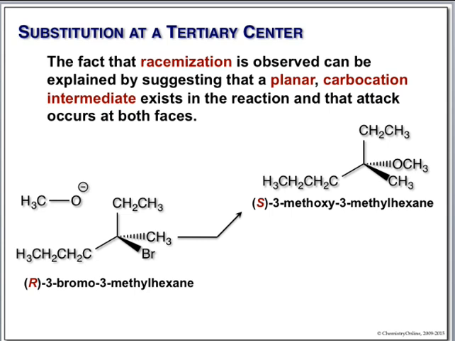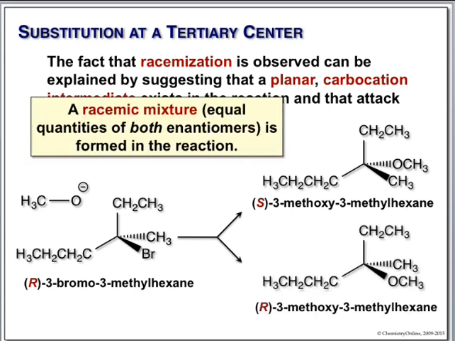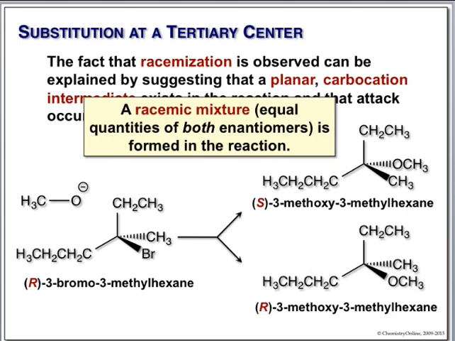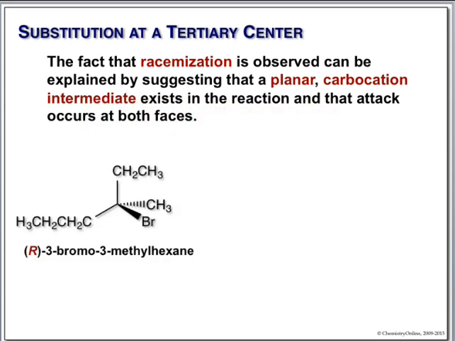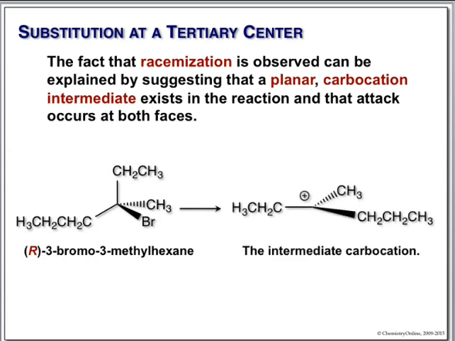In fact, if you do this reaction, you do get this stuff, but you also get an equal concentration of this enantiomer, which is the R enantiomer. With a racemic mixture, we get equal concentrations of both. So once again, very clearly, this is not an SN2 reaction. What's happening here is we are taking our chiral electrophile and we are generating an intermediate carbocation.